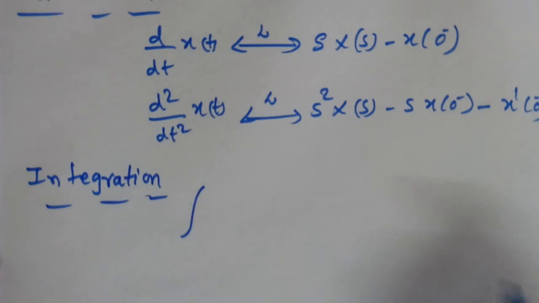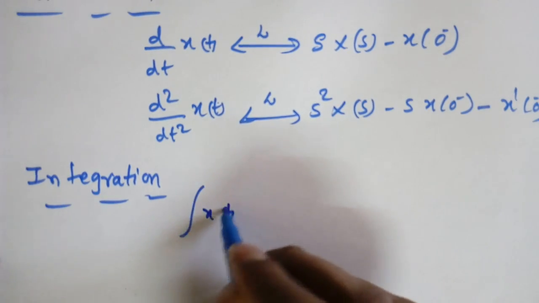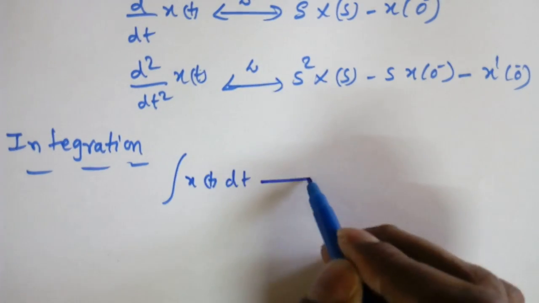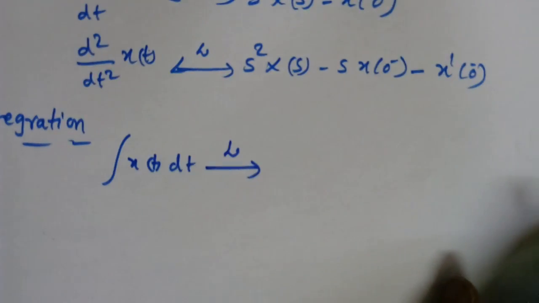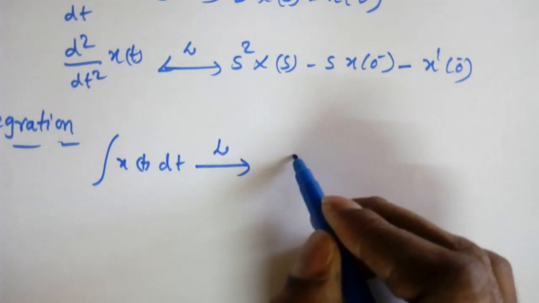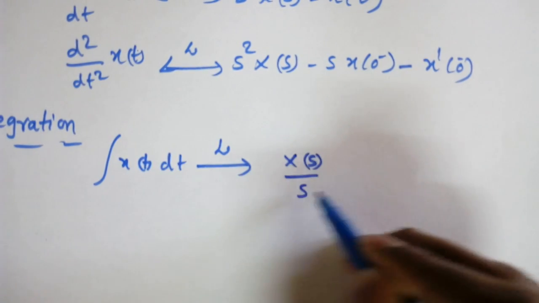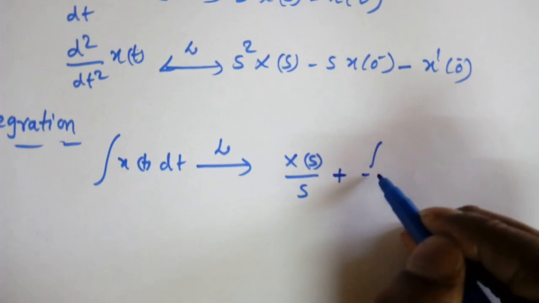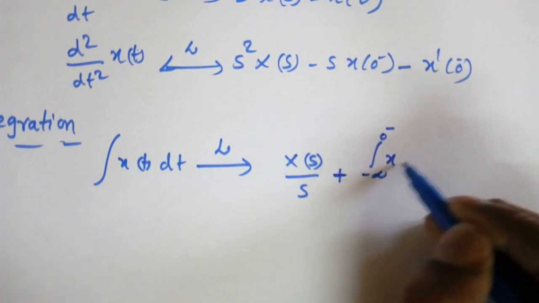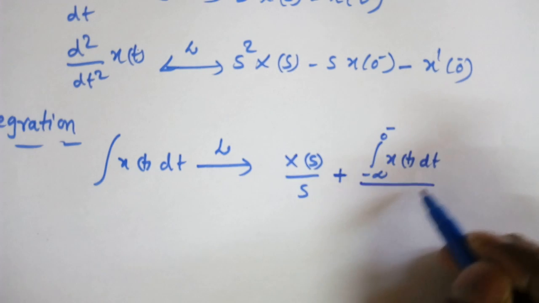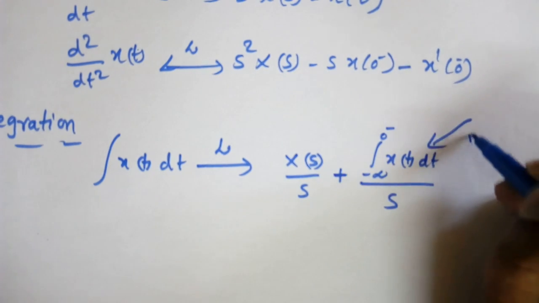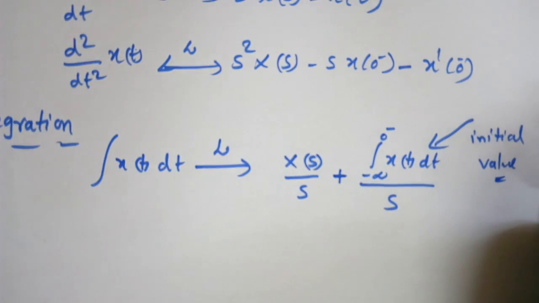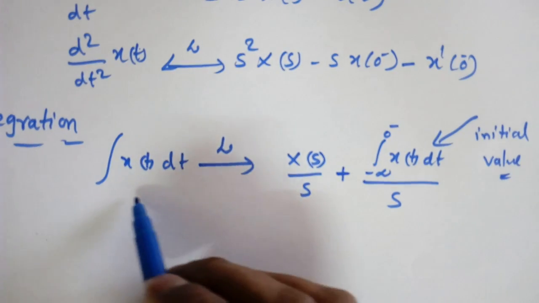Suppose there is an integration of x of t dt. Now if I want the Laplace transform of this signal, we will get X of s by s plus the integral from minus infinity to 0 minus of x of t dt, divided by s. This is generally what we call the initial value. So this is the integration property.